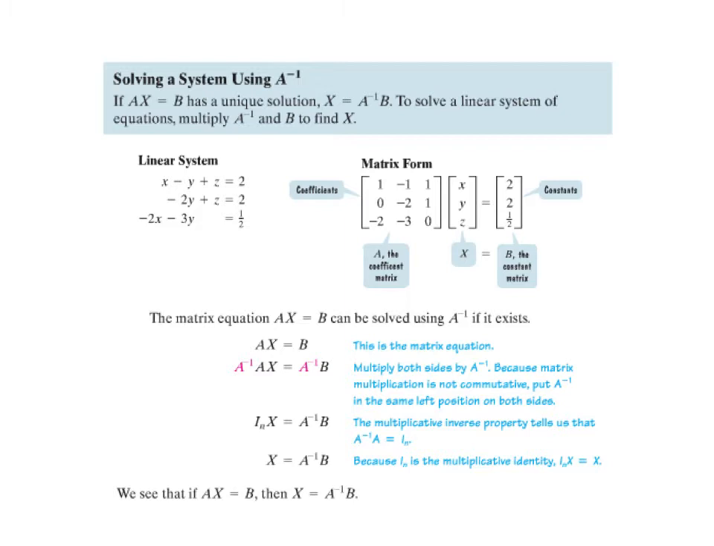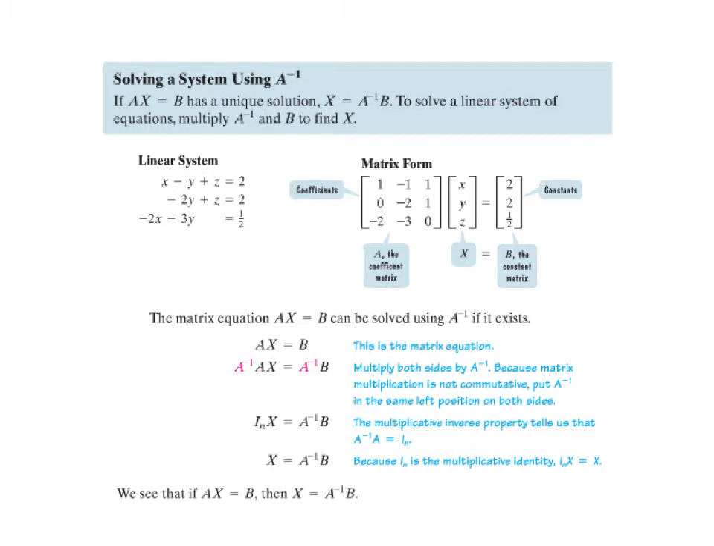We know that order matters with matrices because they are not commutative. So that means since A is on the left side of X, we must multiply by A inverse on the left side of A, okay? Because we multiply by A inverse on the left of A, we must also multiply by A inverse on the left of B, as shown in pink.